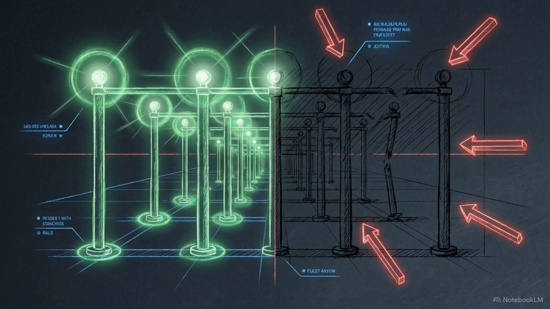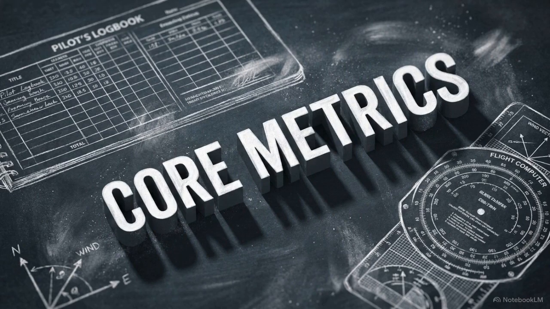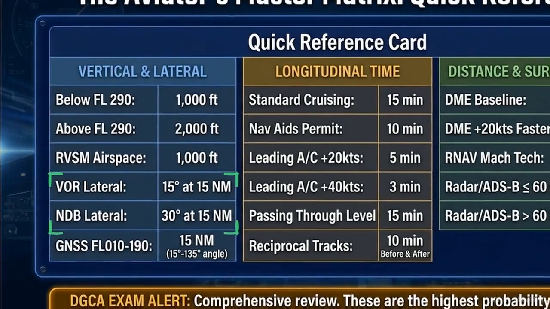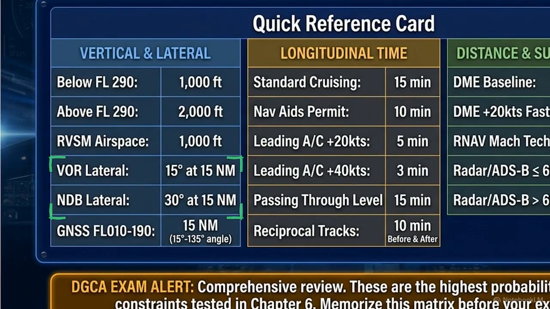For your DGCA exams, the numerical constraints we've covered are the highest probability items you will face. To synthesize this, we use the master matrix. This quick reference card compiles the master matrix. It locks in vertical limits at 1,000 and 2,000 feet, lateral divergence for VOR and NDB, time-based reductions down to 3 minutes, and surveillance radar rings.